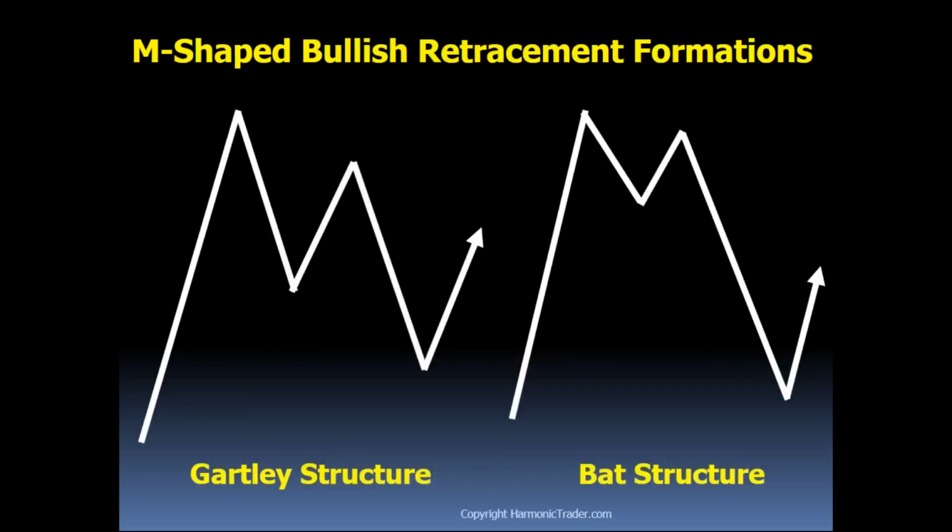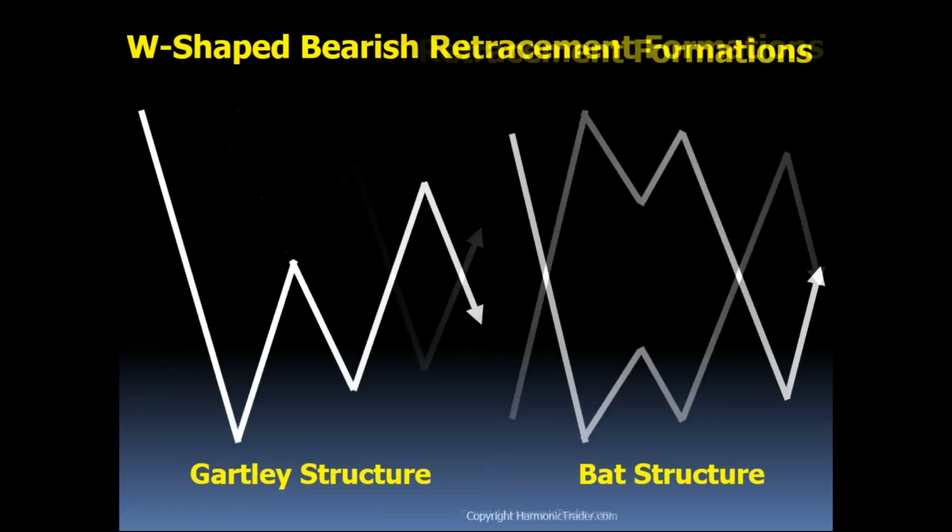Let's look at this M-shaped bullish retracement formation. On the left, we have a Gartley structure. That's less extreme. We notice that the midpoint is more at the middle of the structure versus a bat formation, where the midpoint is a smaller retracement higher up in this M formation. This results in a D-point eventual completion as a full retest of the starting point of the structure.